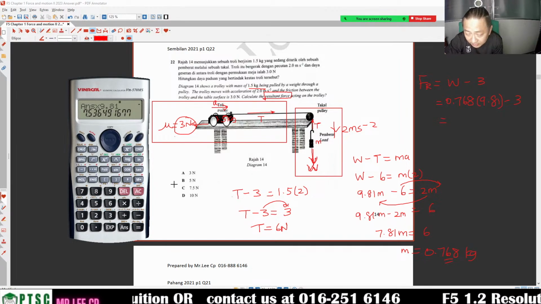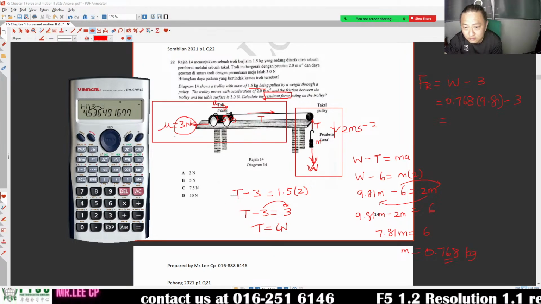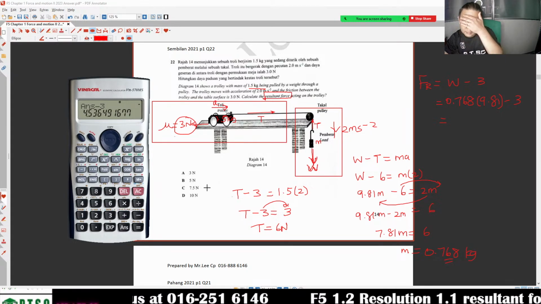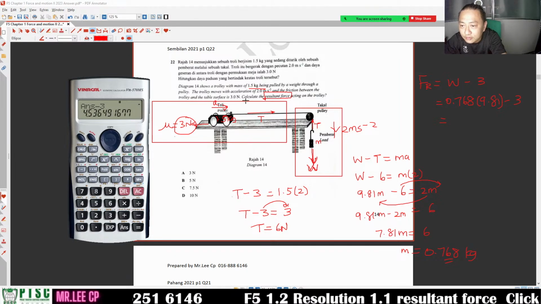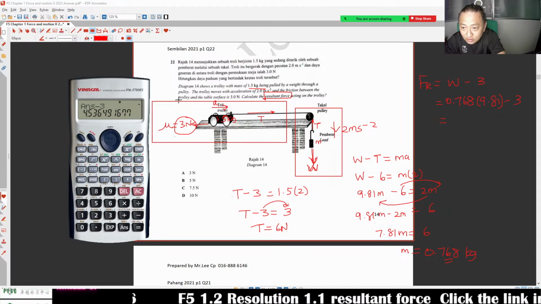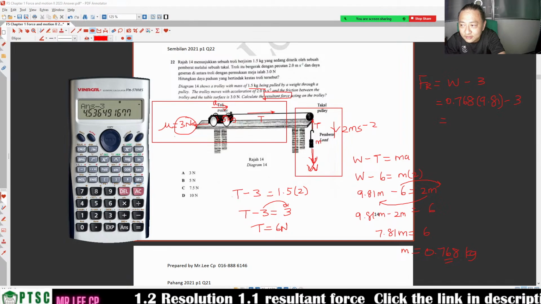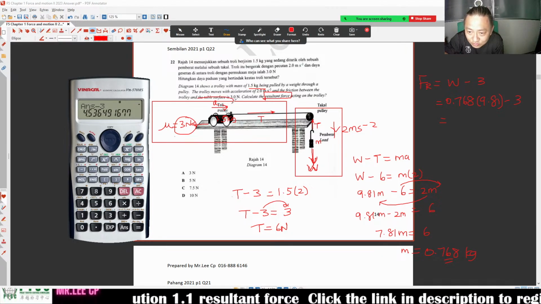Minus 3 equals 4.53. Don't have the answer. Wait, calculate the resultant force acting on the trolley. Trolley only. Alright, sorry. No, they want the trolley, not the whole system. They want the trolley only.